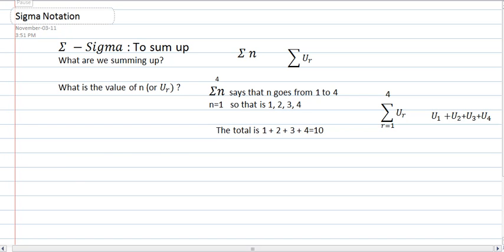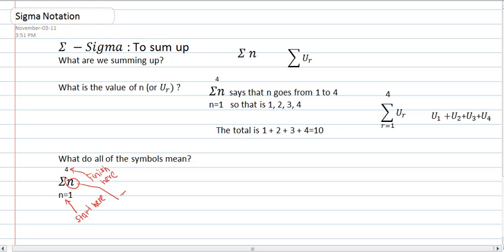So maybe this is the big question: what do all the symbols mean? It essentially means this, that you would start at this term and you would finish at this term, and n is essentially the relationship between the term and the term number.